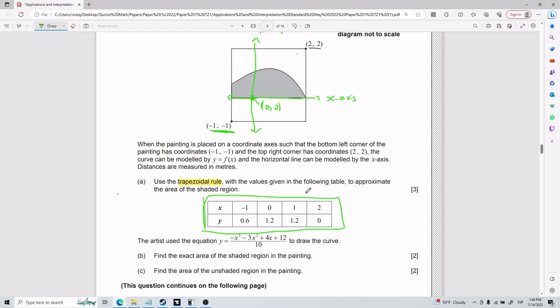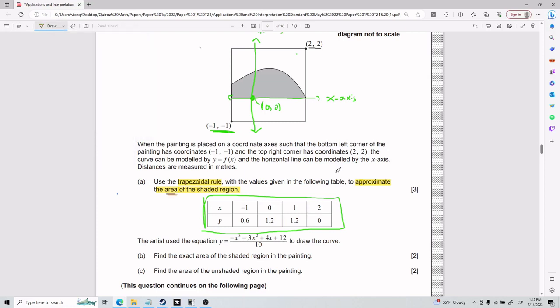Now, I'm sure a lot of you are thinking, I never understood the trapezoidal rule. It's so weird. Let me help you through it. In this case, we are using the trapezoidal rule to approximate the area of the shaded region, and it is very good for finding the area of a shaded region.